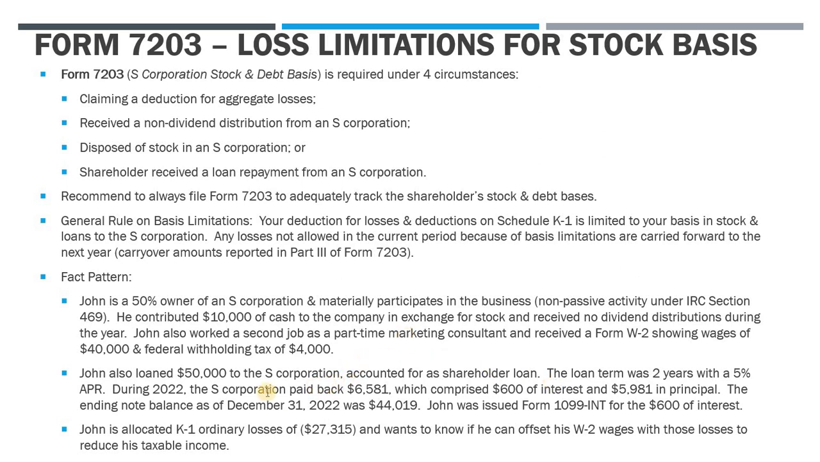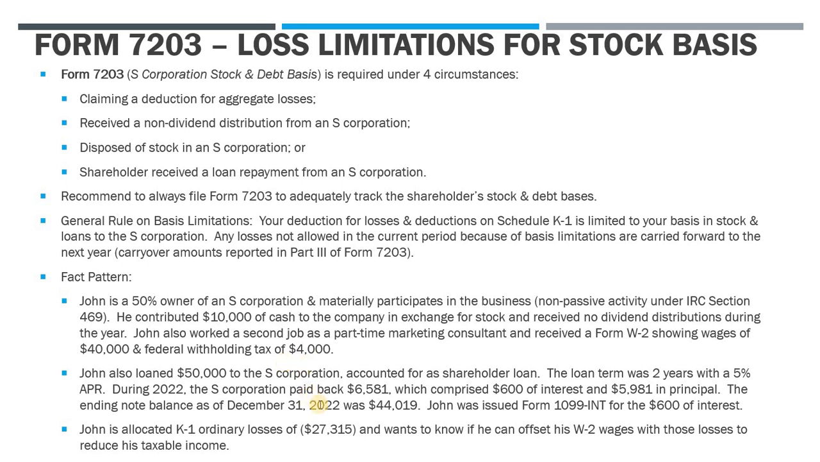Now, here's where we add the debt basis element to this. During the year, let's also assume that in addition to the $10K in cash that he put in exchange for the stock, he contributed $50,000 to the S corporation as a loan, right? So he loaned the company money, not in exchange for any property. He just loaned the money. It was a written note agreement, and the term of the loan was 2 years with a 5% APR. And during 2022, the company started immediately making payments on it.